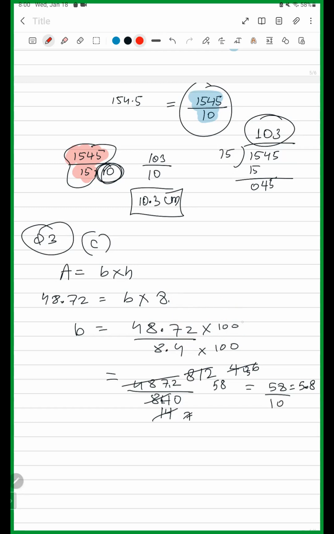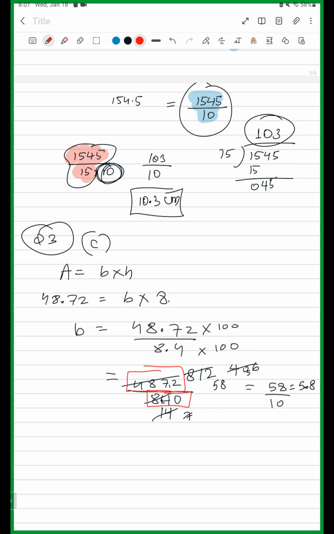And you know one thing about fractions is that whichever number you multiply with on top, you have to multiply with the same number at the bottom too, right? Yeah. So that's why I've multiplied top and bottom both by 100. And then I got this number. If you can see carefully, it is 4872 by 840. Did you understand up to here?